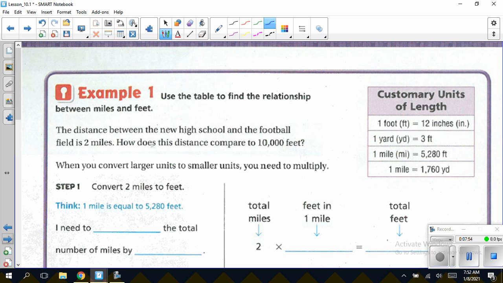So the distance between the new high school and the football field is 2 miles. How does this distance compare to 10,000 feet? So in order to do the comparison, we are going to have to make sure we convert those miles into feet, so that way we can compare that to the 10,000 feet that they want us to compare it to.